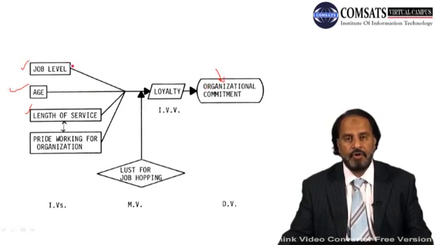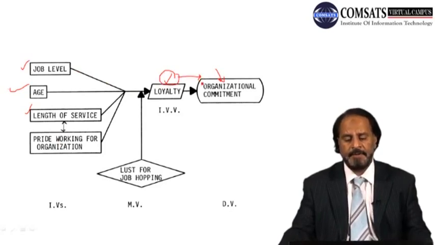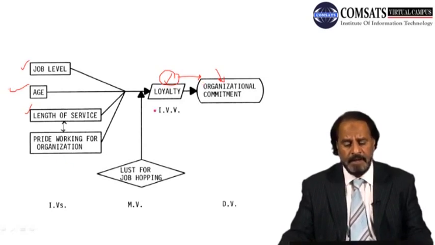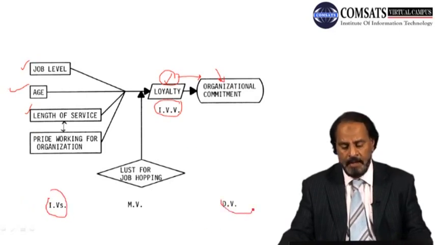So we're saying the higher the job level, the higher the age of the employee, the longer the length of service, the more pride an individual takes. All these variables are converted into loyalty, and then this loyalty is converted into your organization commitment. And here, if you can see, it's been indicated as the intervening variable, whereas these are your independent variables, and this is your dependent variable.